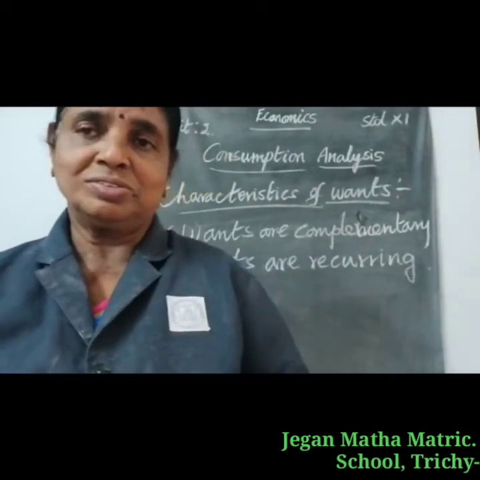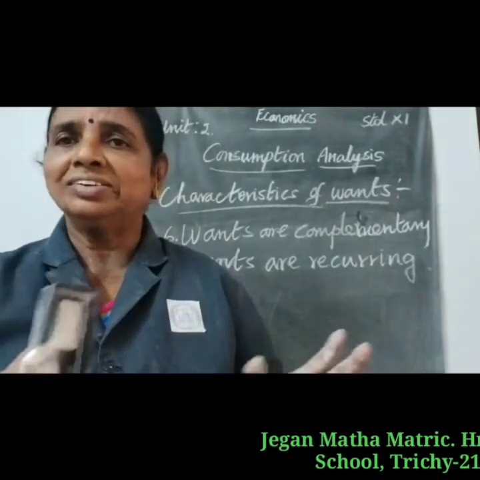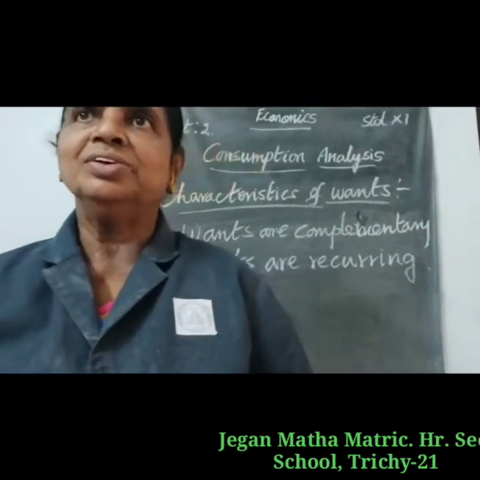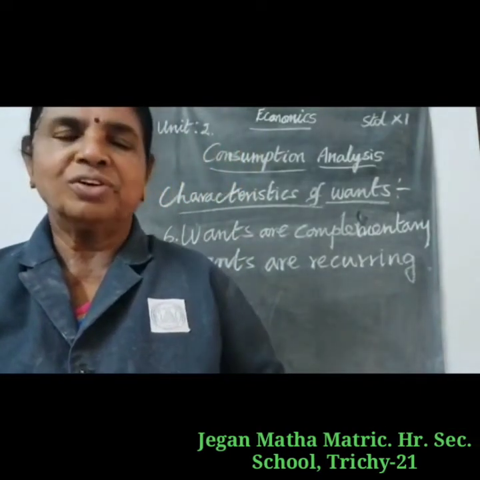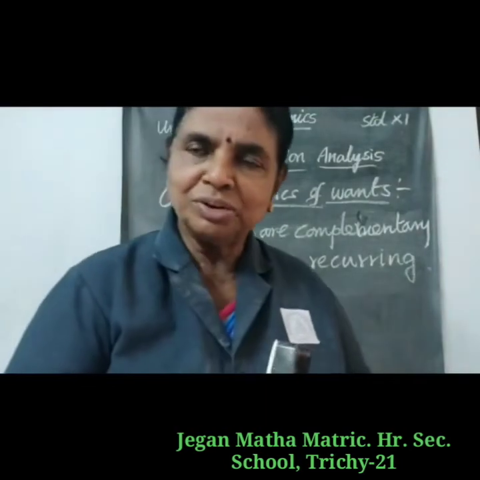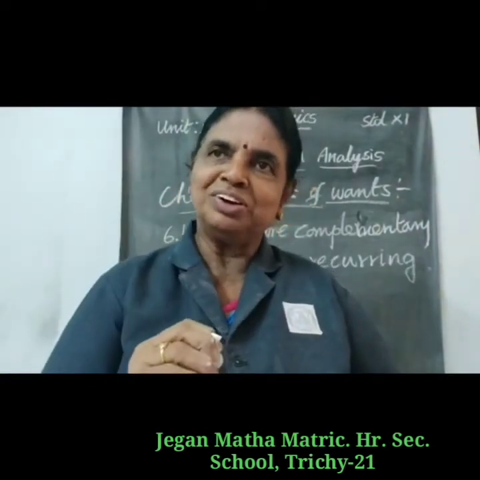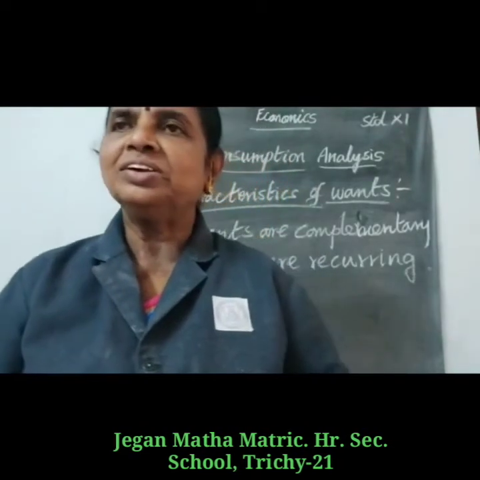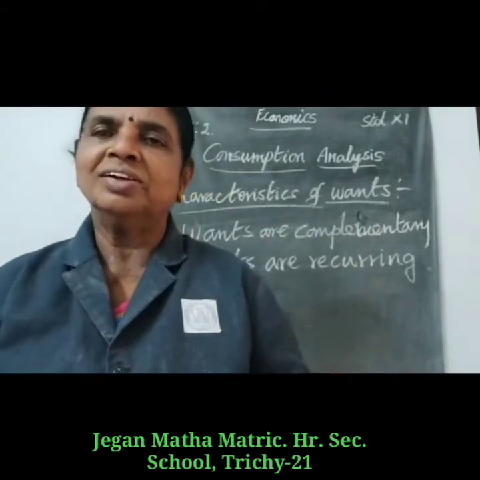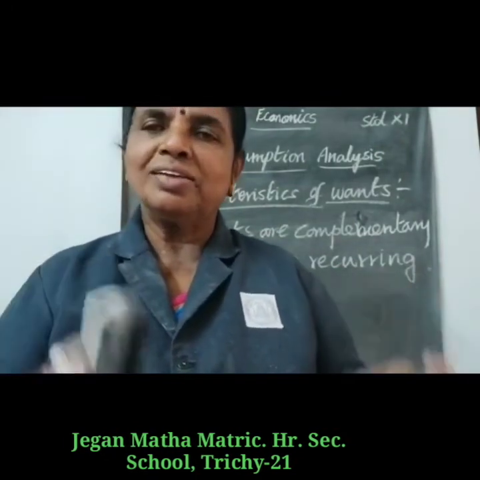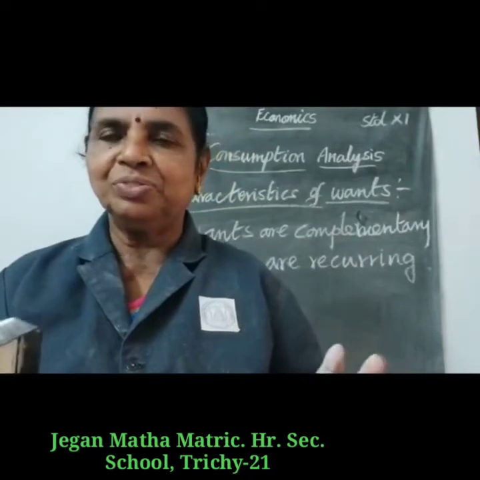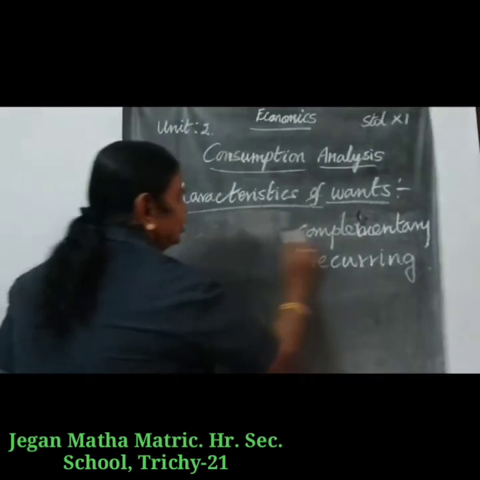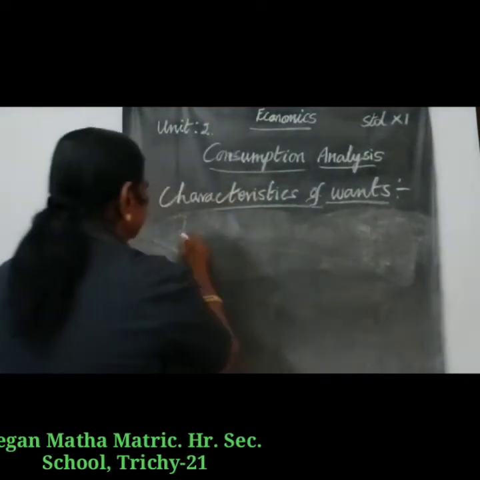So now let us come to the conclusion. The characteristics of wants: wants are unlimited. Wants become habits. Wants are satiable. Wants are alternative. Wants are competitive. And wants are complementary. And wants are also recurring. And of course, classification of goods or wants can also be done. So the classification of goods is divided into 3: necessaries, comforts, and luxuries. So, after characteristics of wants, classification of goods.